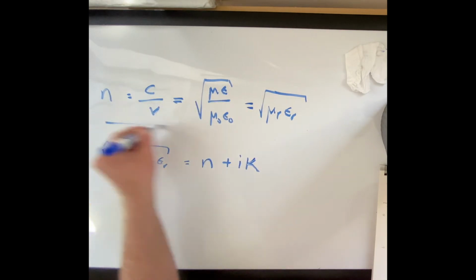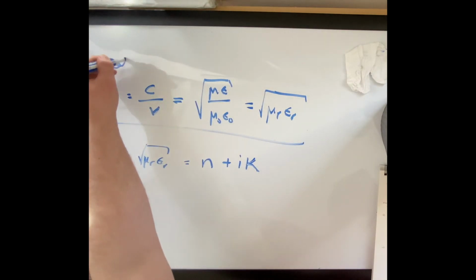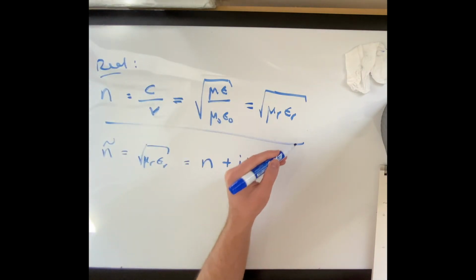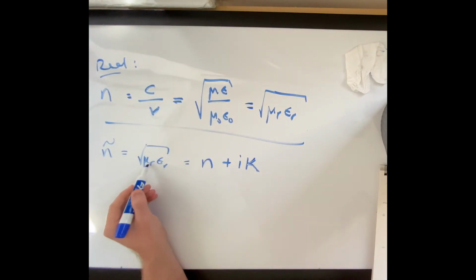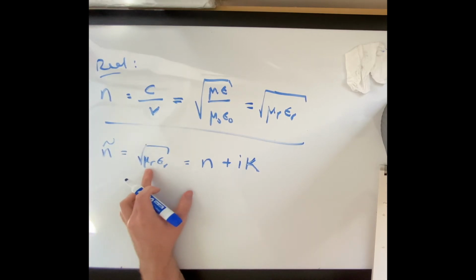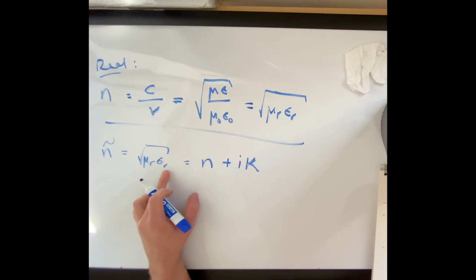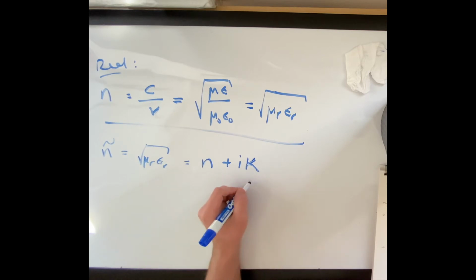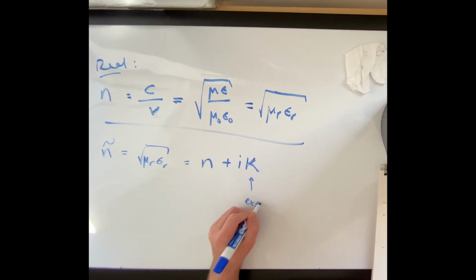These are all real, as in everything in here is real. Here, we're allowing these to be complex, okay? So these have complex mu and epsilon, and this is called the extinction coefficient.